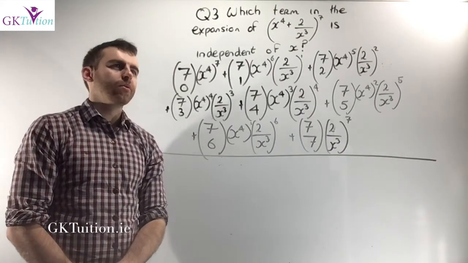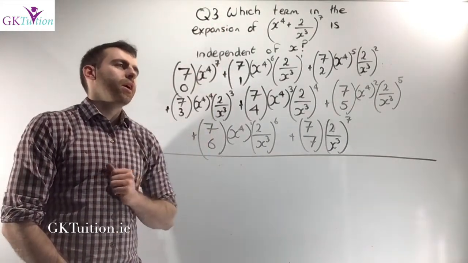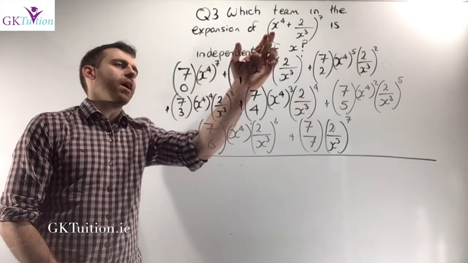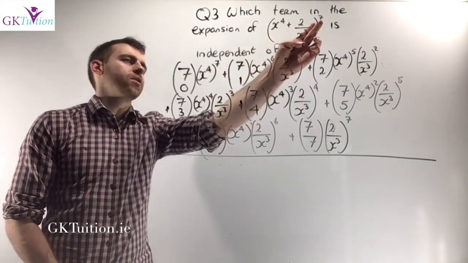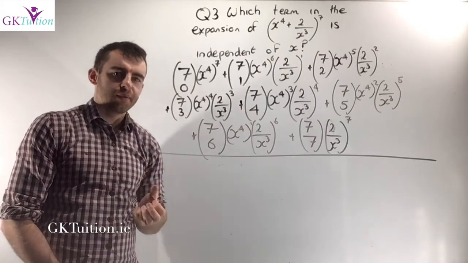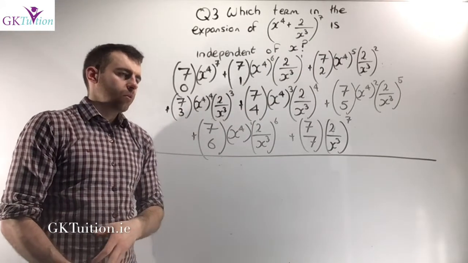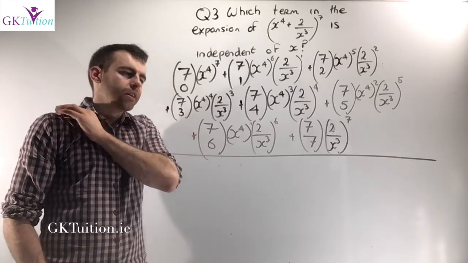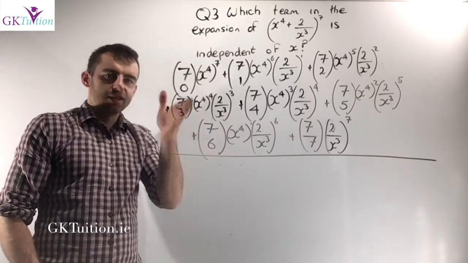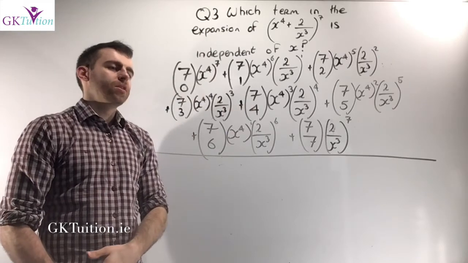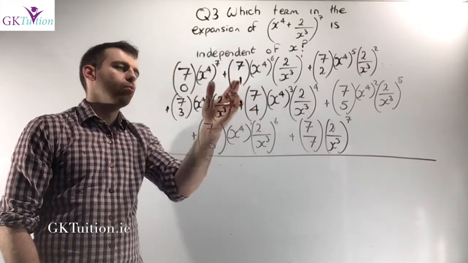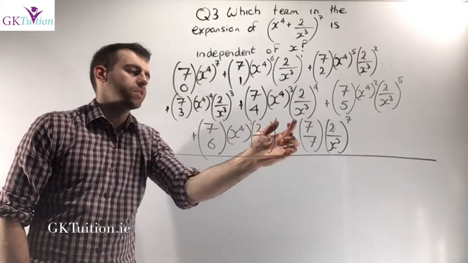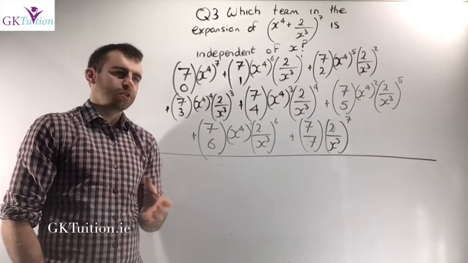Okay, the last one we had a look at is question 3 here. It says, which term in the expansion of x to the power of 4 plus 2 over x cubed, to the power of 7, is independent of x? So it's possible to just try and work out one of them, but I think it's easier to just write them all out and then identify which one is relevant. So you'd start it off with 7 choose 0, 1, 2, 3, the whole way up to 7 choose 7. So you have 8 terms in total.